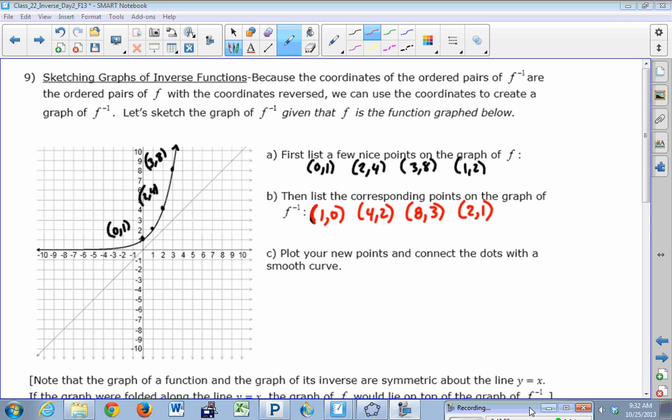1, 0 is right here. 4, 2 is right here. 8, 3 is right here. And then 2, 1 is right here. And if I had a bunch of negative x values, those would now be negative y values. So I start to connect these like this. And then I think about taking my different negative values, and it's going to get really close to my y-axis now instead of my x-axis. So this is f inverse, and this is f.